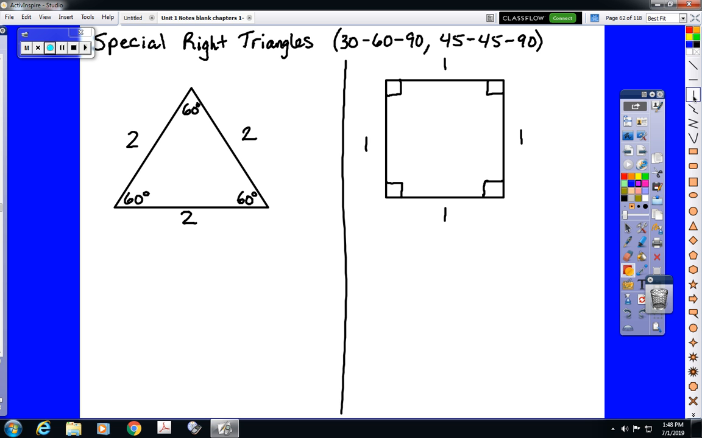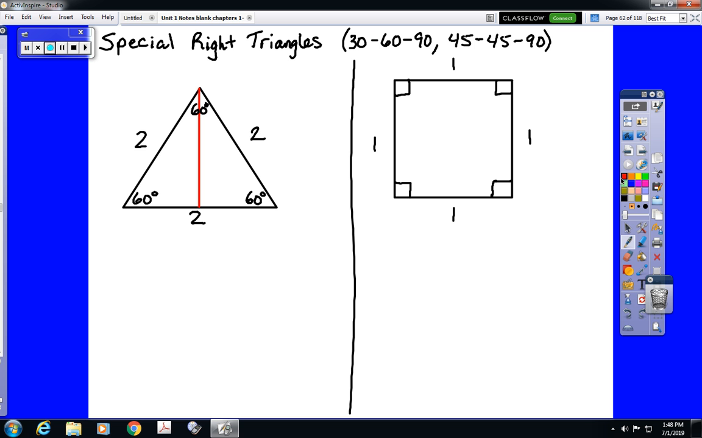If we drop the altitude of an equilateral triangle straight down, what that does is it breaks that equilateral triangle into two right triangles. And from geometry, we should know that in an equilateral triangle, this altitude actually is all of our major types of segments in a triangle. It's the altitude, it's the median, it's the angle bisector, and it is the perpendicular bisector. It's all the same thing.